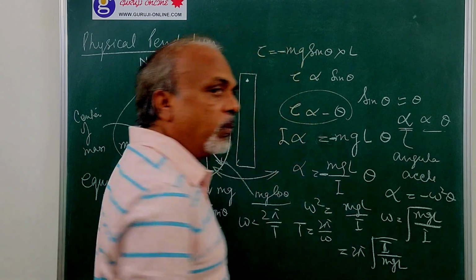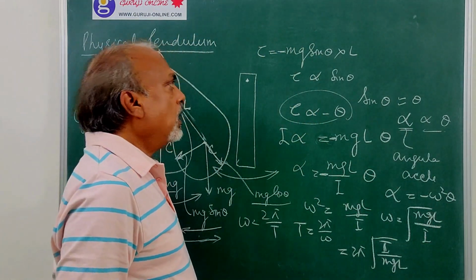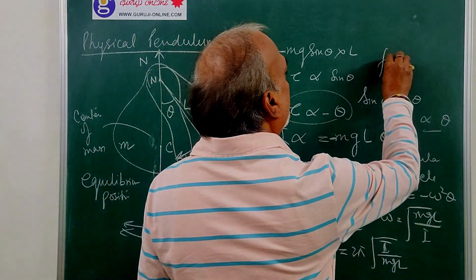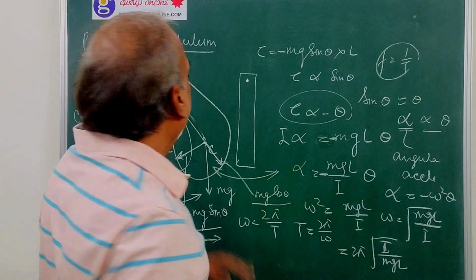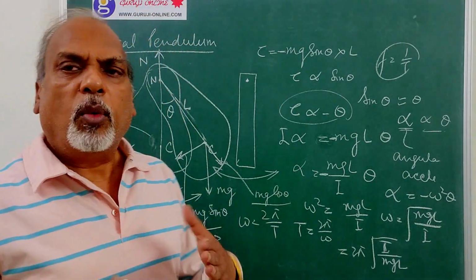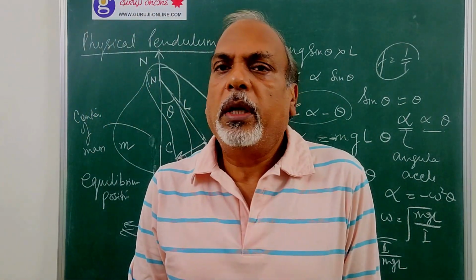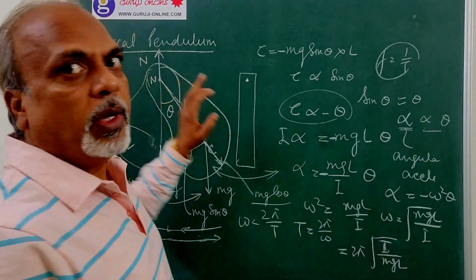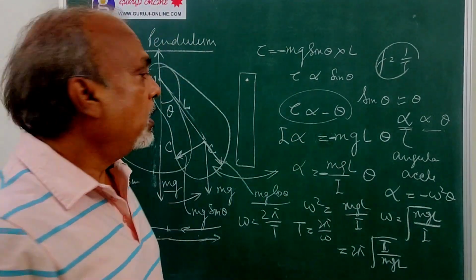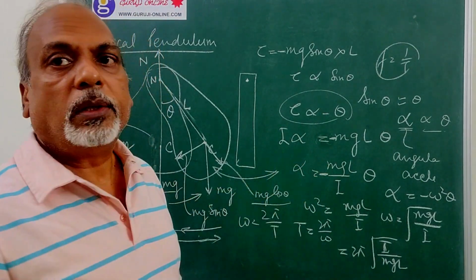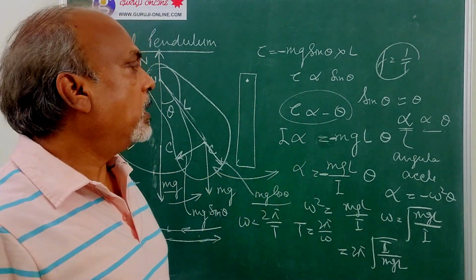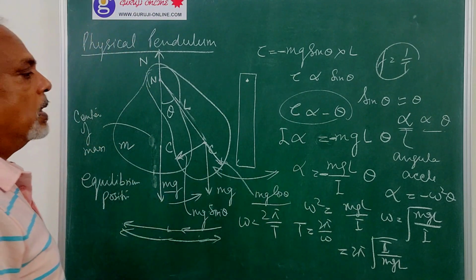So in case of rigid bodies, the time period is this. Of course, frequency is 1 by T. You can find out what I is. I is the moment of inertia of the rigid body about the axis where it is suspended, or from where it is executing an angular displacement or simple harmonic motion.